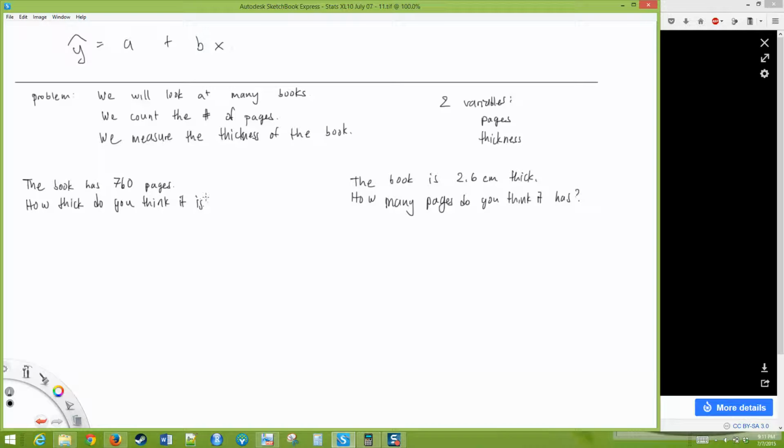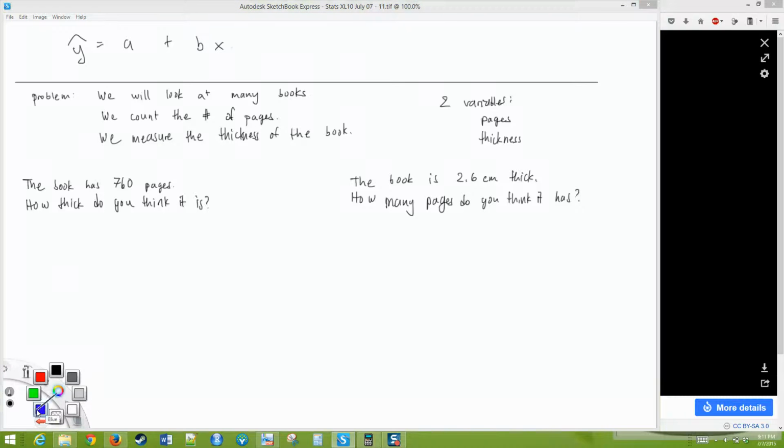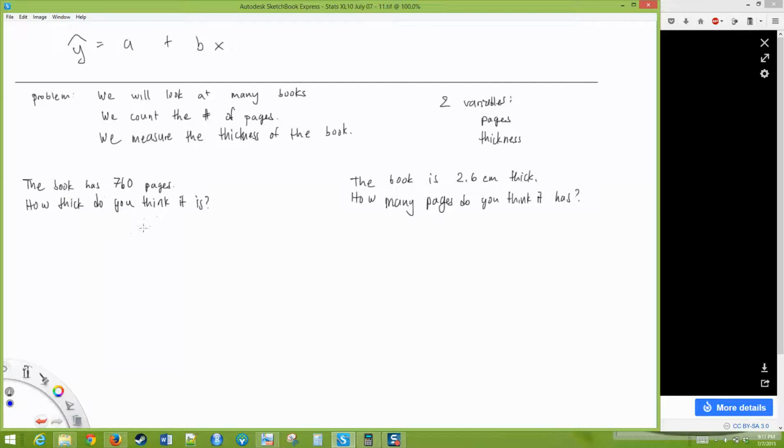Is that okay? All right, so in this case, what is our x? If we're playing, the book has 760 pages, how thick do you think it is? X would be which variable? Not 760, that's the number. X is the variable pages, and Y, the variable that we're predicting, is thickness.